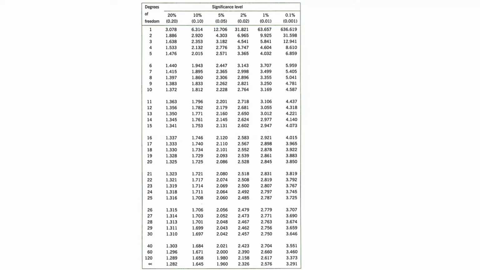So we have the degrees of freedom on the leftmost index, that is the index of it. The degrees of freedom play an extremely important role here, and like I said, n minus 1 is my degree of freedom. So here I have 11 circuits, so my degree of freedom is going to be 10.